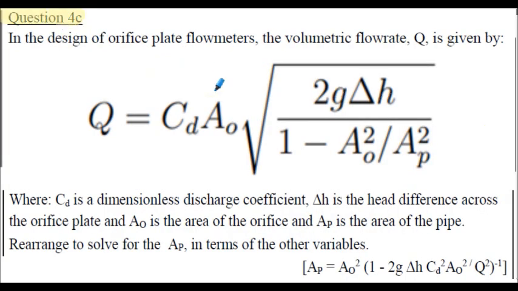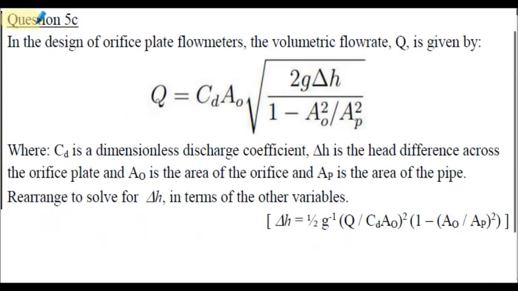Question 4, we're given the equation for volumetric flow rate, capital Q, and here we've got to rearrange the formula to solve for AP. AP is shown here, squared term, and the solution for AP is shown in the bracket here. Question 5c, again we're given a formula for volumetric flow rate Q. This time we have to rearrange to find delta H, shown here in the formula, and the rearranged form for delta H is shown here in the bracket.